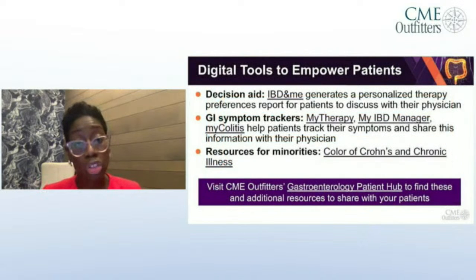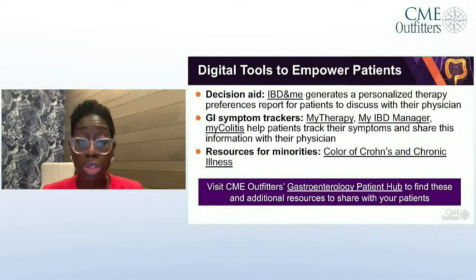So here's some digital tools to empower patients. There are some decision aids like IBD and Me, which generates a personalized therapy preferences report for patients to discuss with their physician. There are GI symptom trackers like My Therapy or My IBD Manager or My Colitis, which help patients track their symptoms and share this information with their physician.